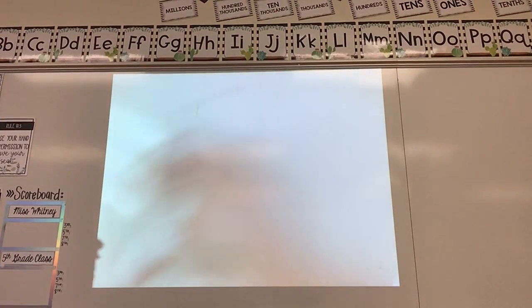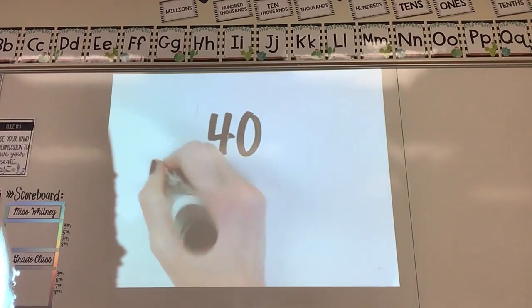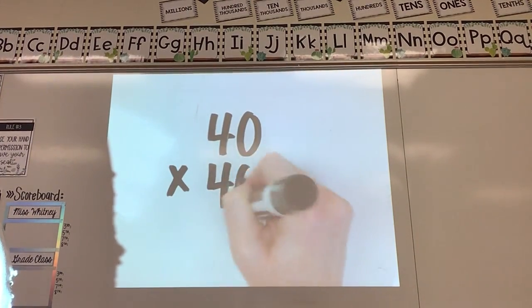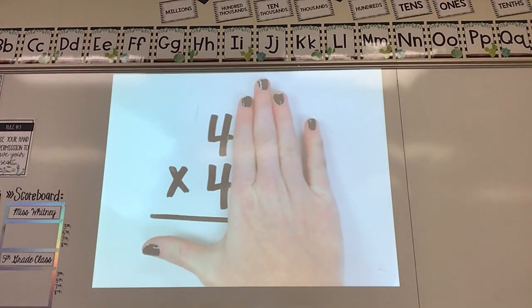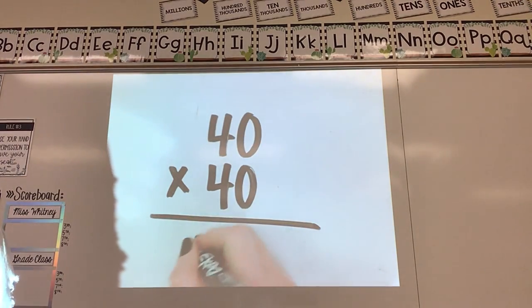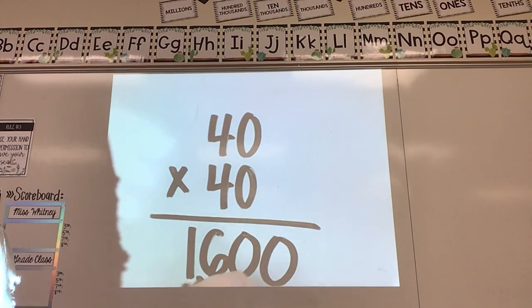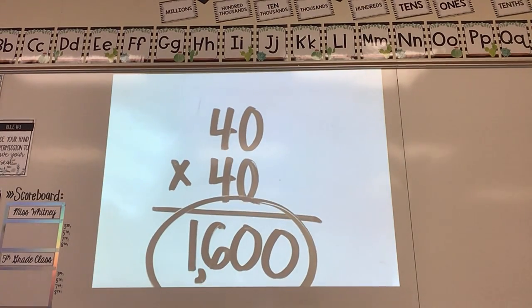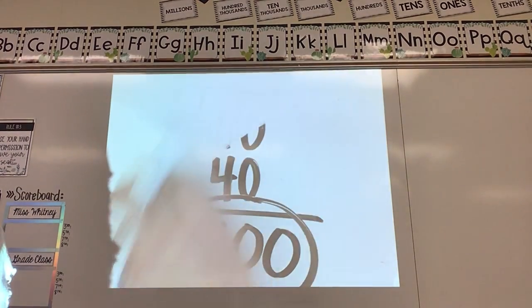Let's see if we can remember our trick again. For this one, it will be helpful. 40 times 40. Pause the video and solve. Alrighty, let's see if you got it correct. Cover up those zeros. 4 times 4 is 16. 1, 2 zeros. Comma goes right there. 1,600 should have been your answer. Hopefully you're doing good with these.